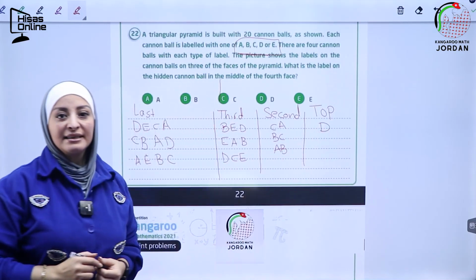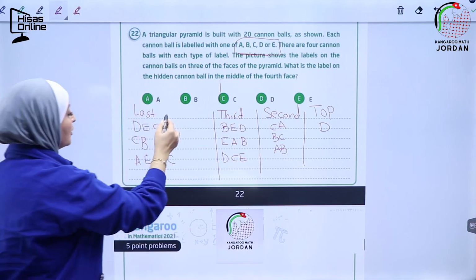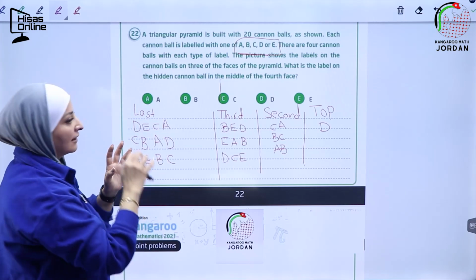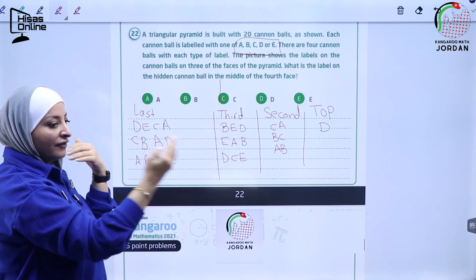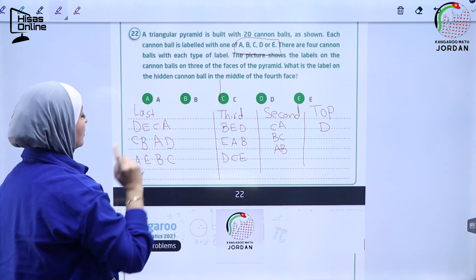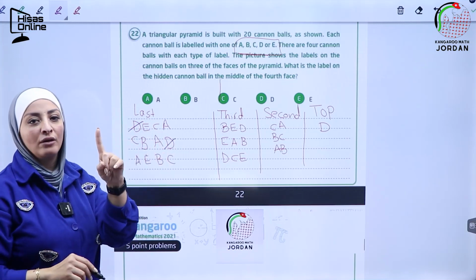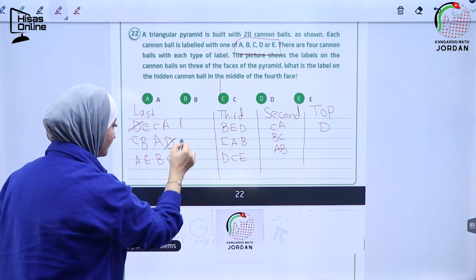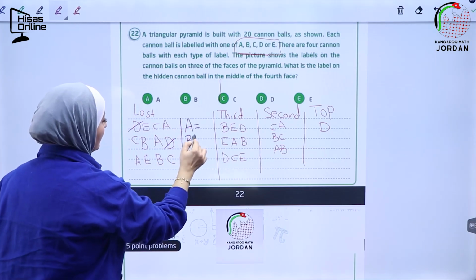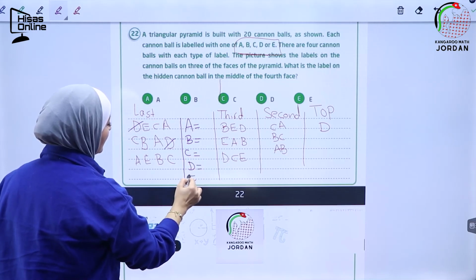Okay, let's keep in mind what we said, that we're going to cross, meaning when a letter is repeated in the back or in the front, it's not going to be two balls. It's only one ball. For example, this D and that D means it's one ball of letter D. Good. Okay, I will see how many A's we have here, how many B, how many C, how many D, and how many E.